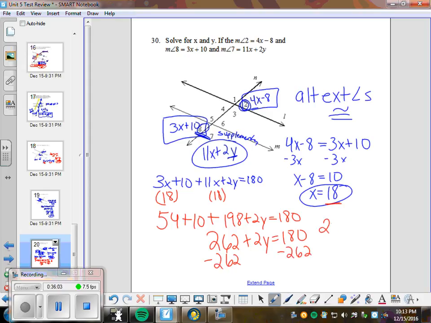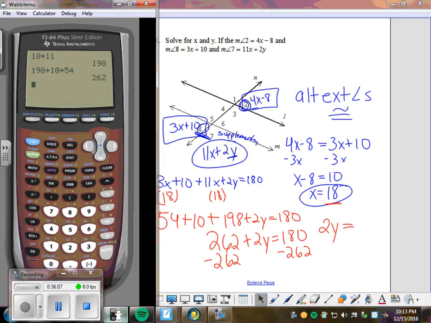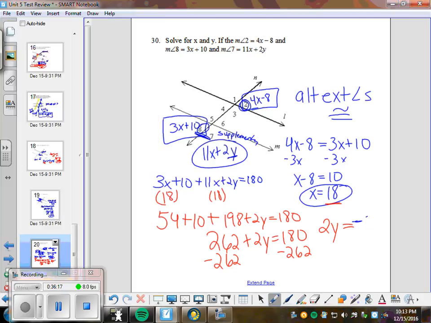So we end up with 2y equals 180 minus 262, which is negative 82. Divide by 2. Y equals negative 41. Okay, negative 41. All right, that finishes your review.